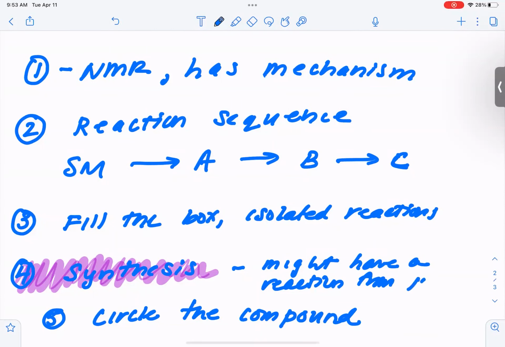Circle the compound means like which one is more reactive? Which one's more acidic?